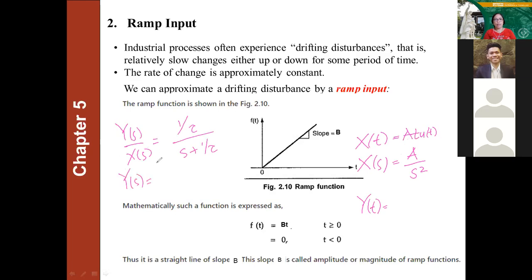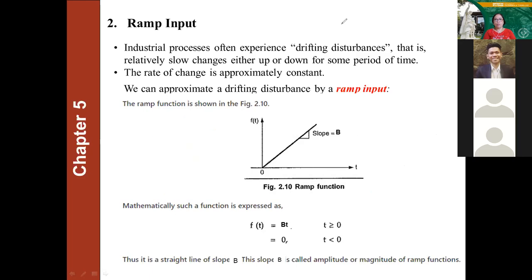Now this X of s, your A over s squared, times the transfer function, 1 over tau over s plus 1 over tau. The expression that you need to invert will now constitute the product of X of s, which is A over s squared, and this one, the 1 over tau over s plus 1 over tau. The tau I already placed in here. When you invert this, the procedure is just the same as that for the step input, that's the method of partial fractions.